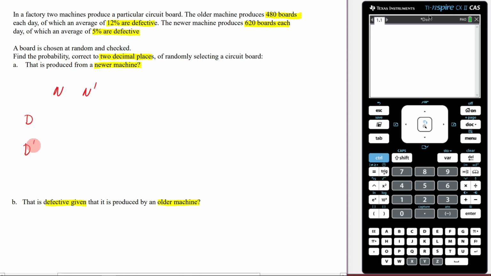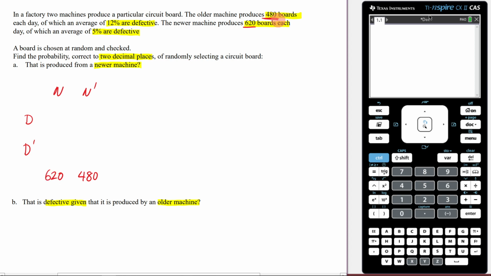Now, we're told that the older machines produce 480 a day. So that means under the old machines, 480. So not new is the old machines, and that's 480. The newer machines produce 620 boards a day, so 620 would go under the new one. Now, this is where we've got to be careful.